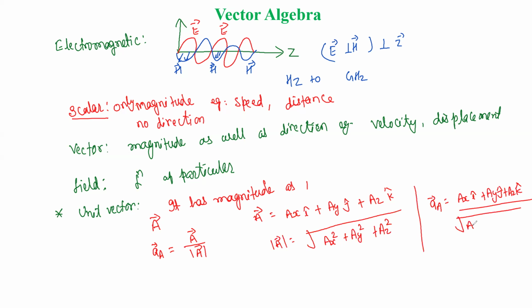So what is the magnitude of A? Ax squared plus Ay squared plus Az squared. So like this, we are able to define the unit vectors. Now we are going to see whether these vectors have similar properties when we go for the addition or subtraction of two vectors. So that also we can see: addition and subtraction of the vectors.